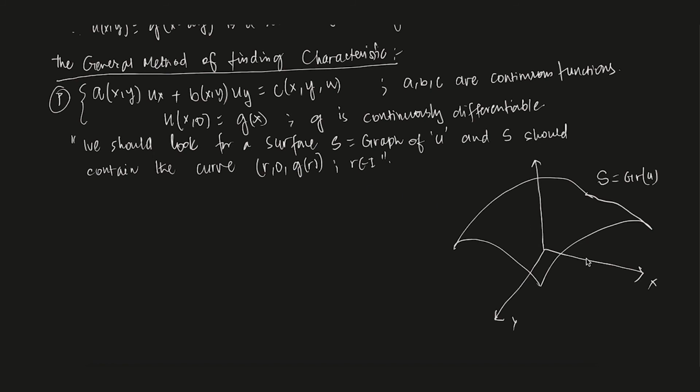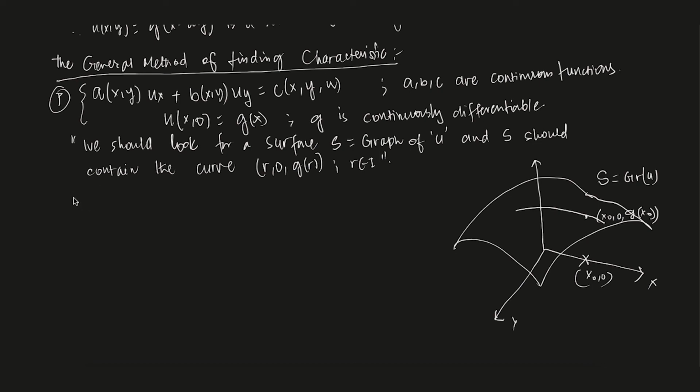Let's say any point x0 here, this is (x0, 0). The surface which you are looking for should satisfy u of (x0, 0) equals g of x0. So the corresponding point on the surface is (x0, 0, g of x0). Any surface which satisfies these two conditions has to pass through this point, and this holds for any point on the x-axis. So this should contain a curve which is parameterized by (r, 0, g of r). This is our new information.